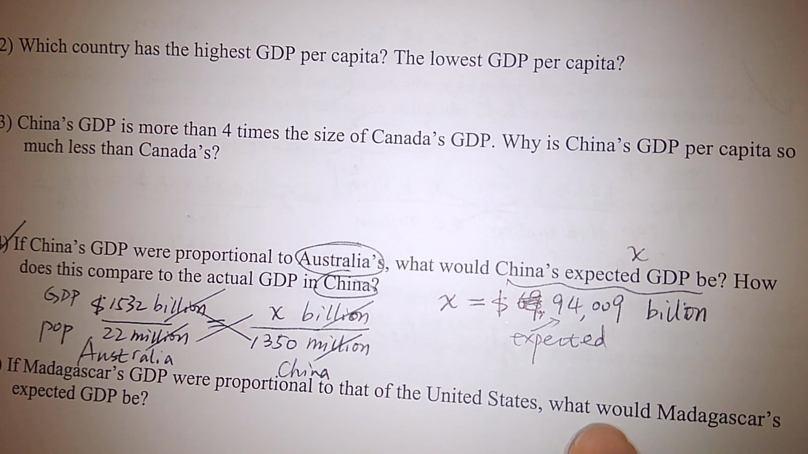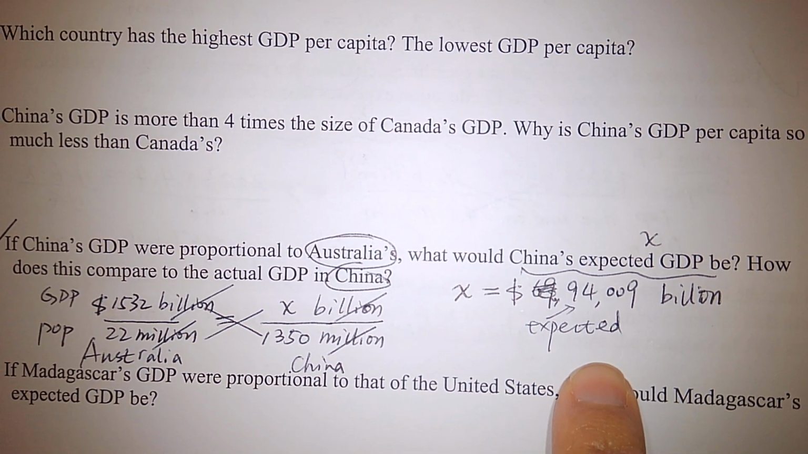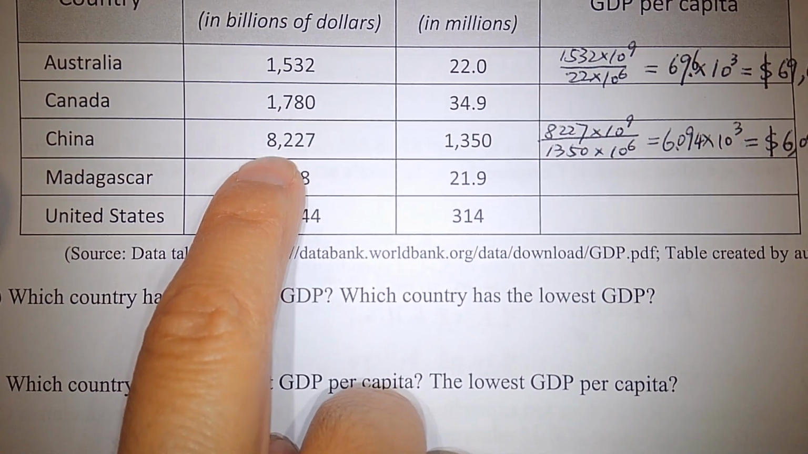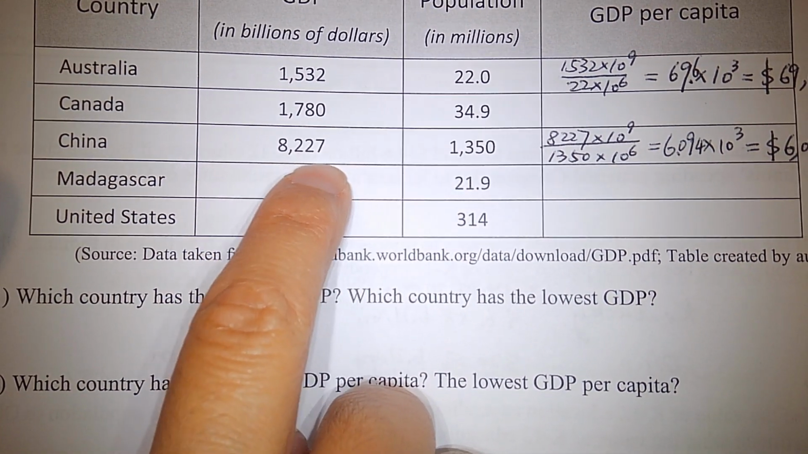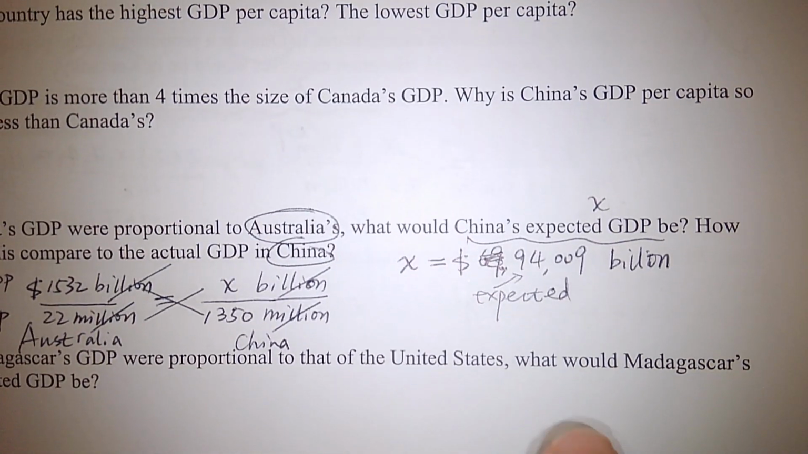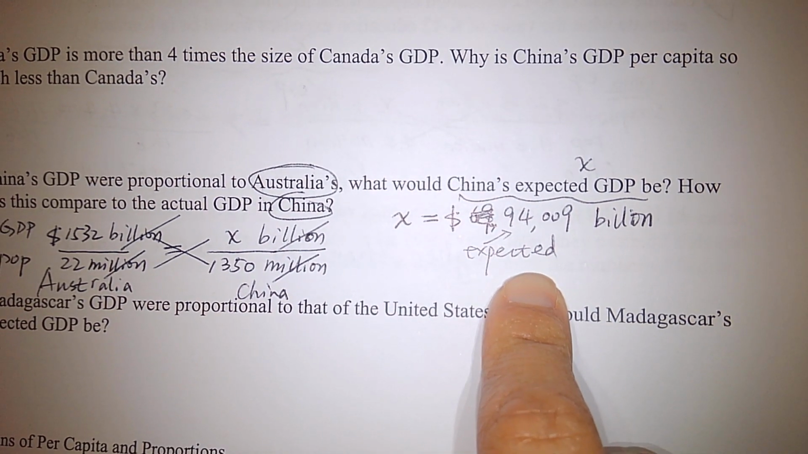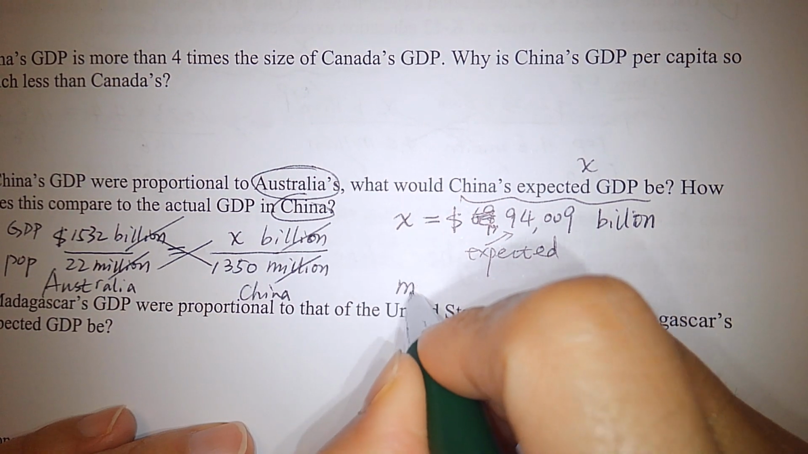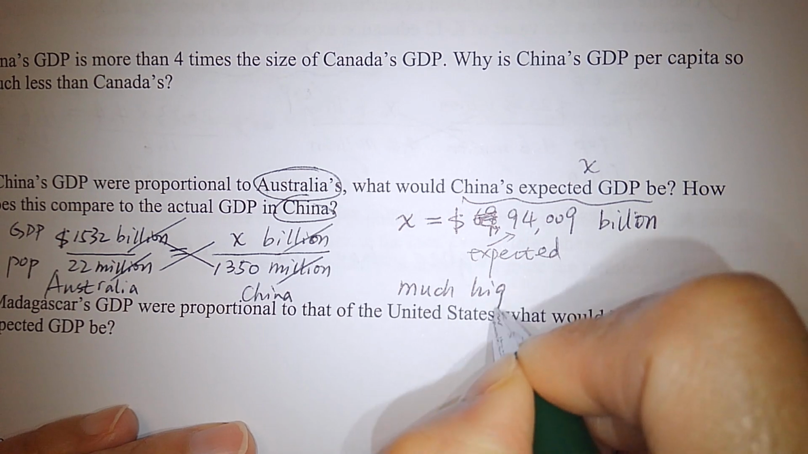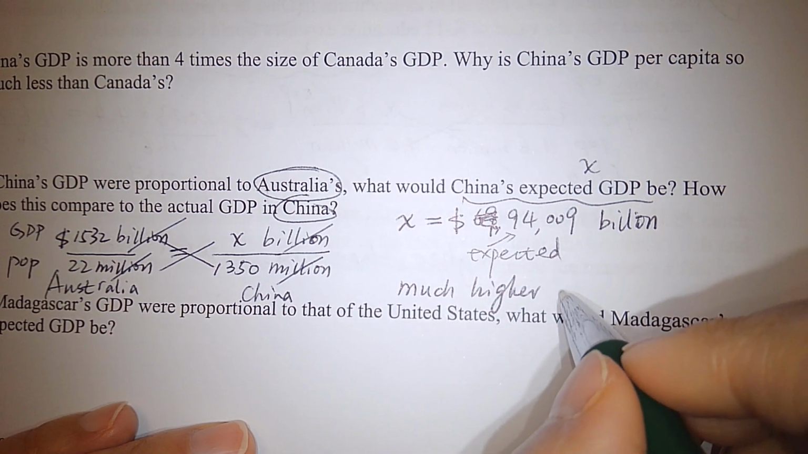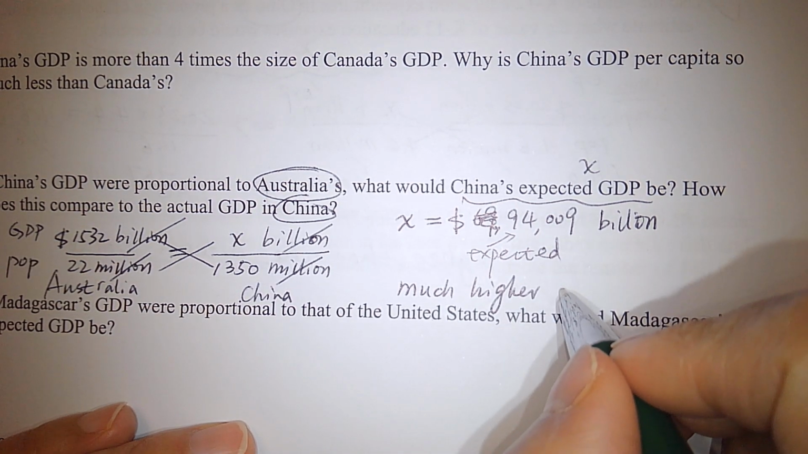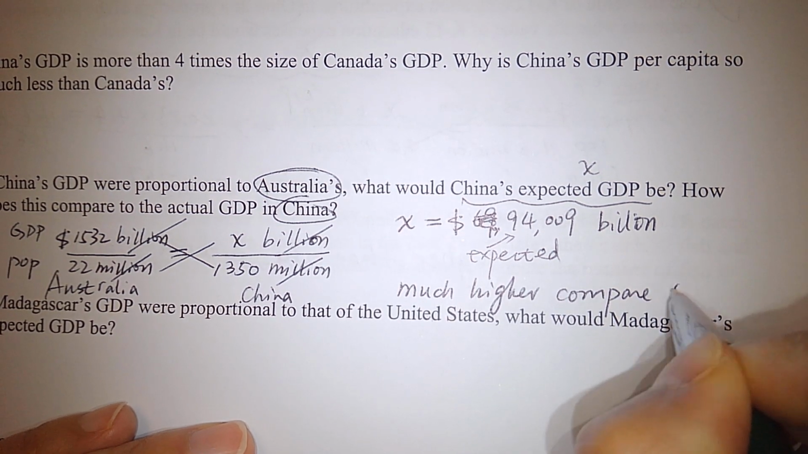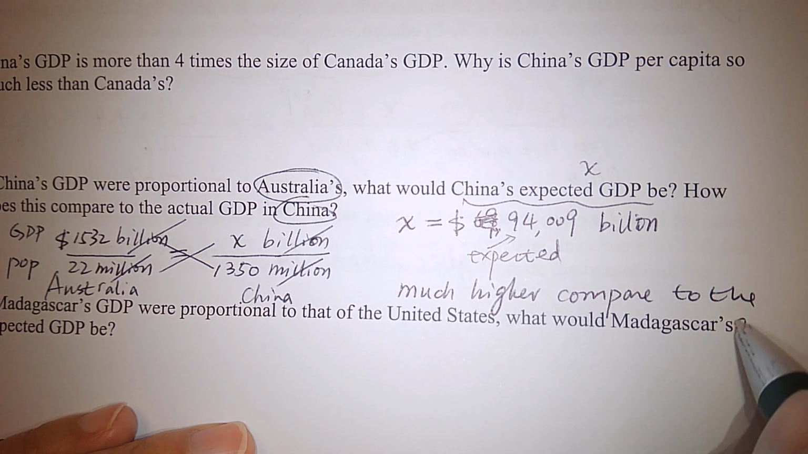This is the expected value, right? How does this expected value compare with the actual GDP? The actual GDP in China is 8,000 something, right? So you can answer that the expected GDP is much higher compared to the actual GDP.